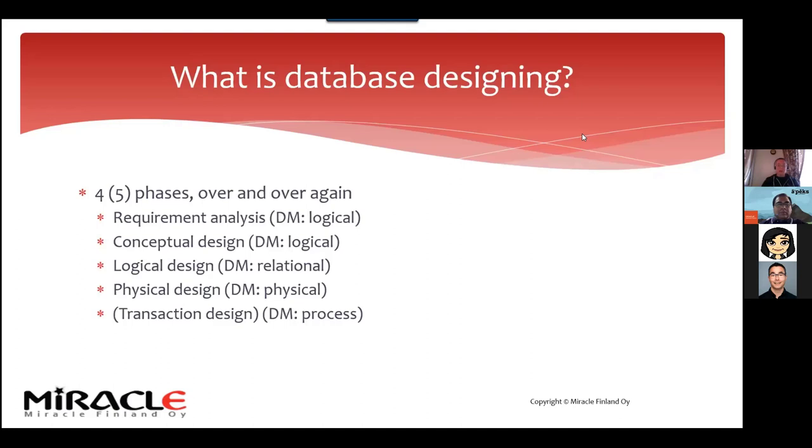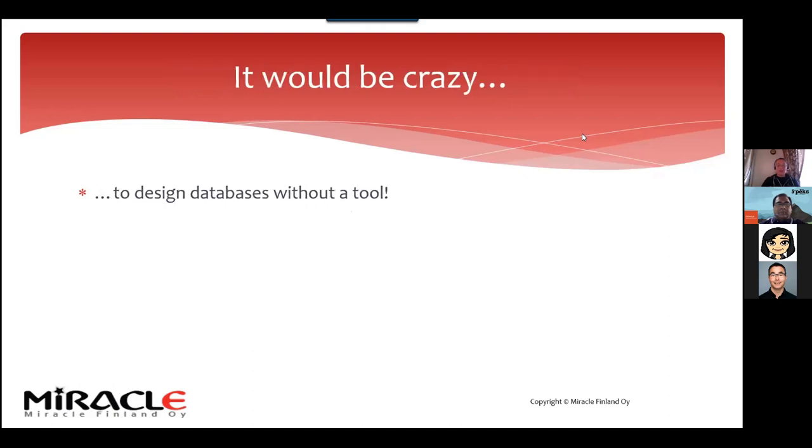What I have here, DM, means data modeler. In data modeler, we do requirement analysis. This in logical model, we do conceptual design in logical model, we do logical design in relational model, that's a bit confusing, that's why I put it here, and the physical design in physical model. So it would be crazy to do all this work without having a tool.